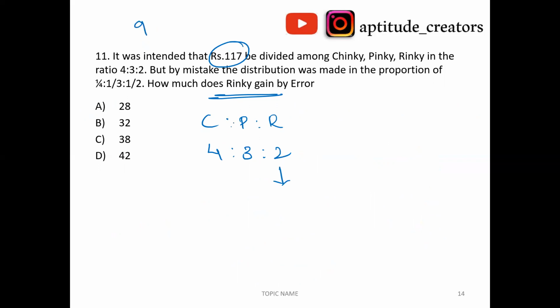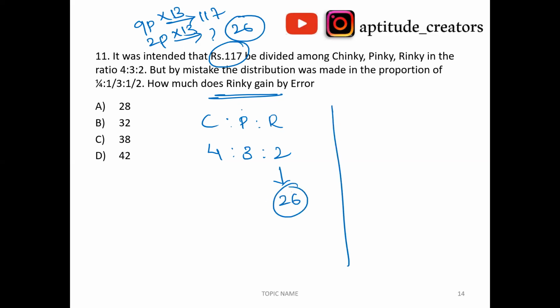Now what is the actual distribution? 4 plus 3 plus 2 is equal to 9. 9 parts is equal to 117. Now what about Rinky? 2 parts is equal to how much? 117 divided by 9 is 13, and 2 into 13 is 26. So Rinky will get 26 rupees.